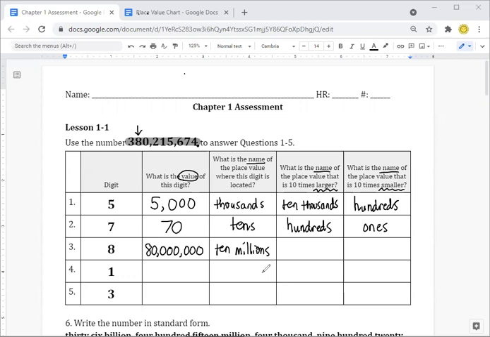What place is 10 times bigger than that? That's going to be the 100 million spot. And what place value would be 10 times smaller than that? It'd just be the millions or the 1 million spot. Okay, so I'll let you finish those last two on your own if you need some support with them. I'm going to encourage you to use that place value chart.